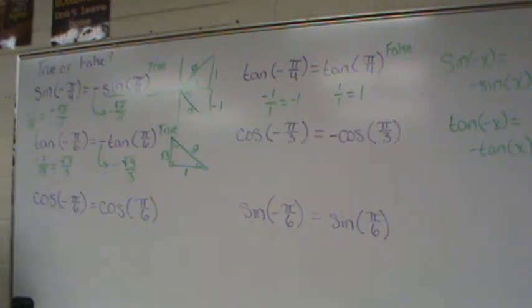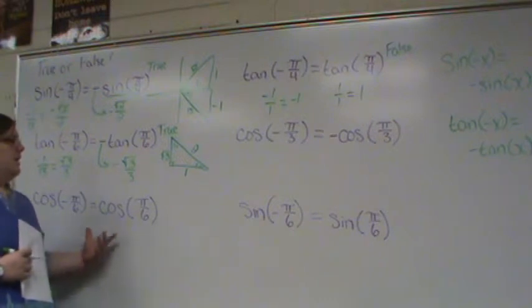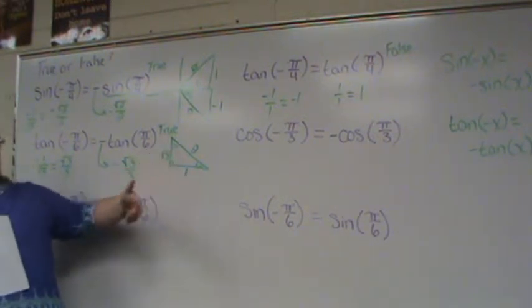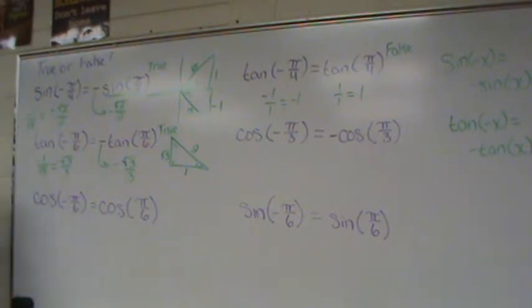So that's the logic that we're using for our sine and our tangent. But we still have cosine to deal with. So let's do this cosine first. We can use this same triangle because it's still the 30, 60, 90 triangle. So what's the cosine of a pi over 6 angle?